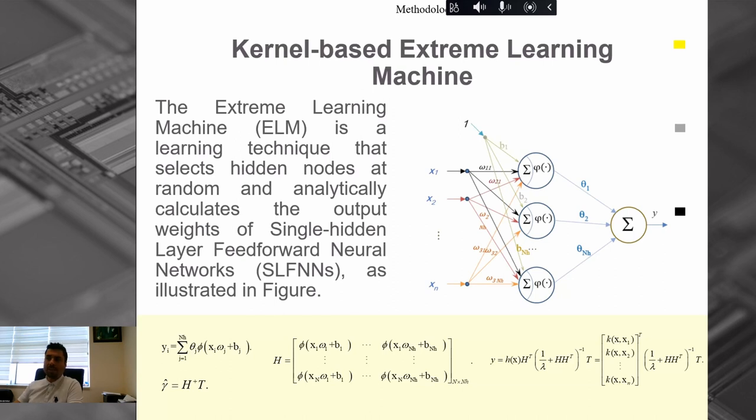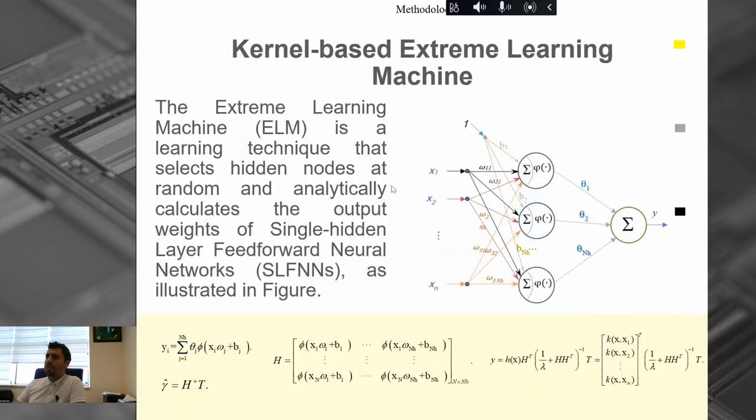The extreme learning machine is a learning technique that selects the hidden nodes at random and analytically calculates the output weights of single hidden layer feed-forward neural networks, as illustrated in this figure. The ELM has the advantage that the input weights and biases are generated randomly, and the hidden layer settings do not need to be tuned. Thus, ELM may easily achieve good generalization performance at extremely fast learning speeds.